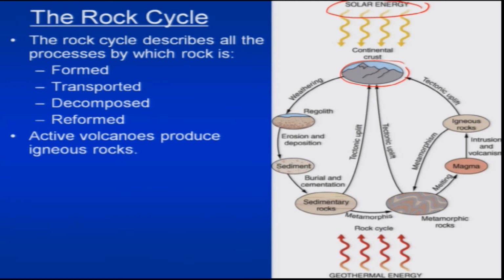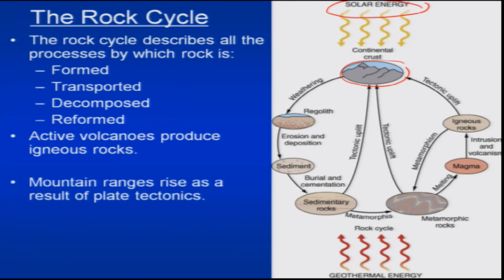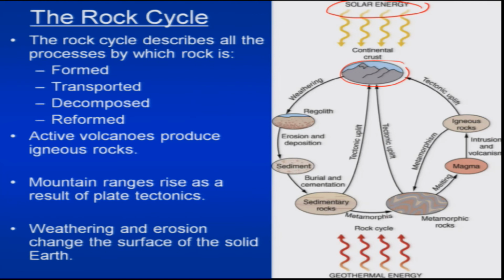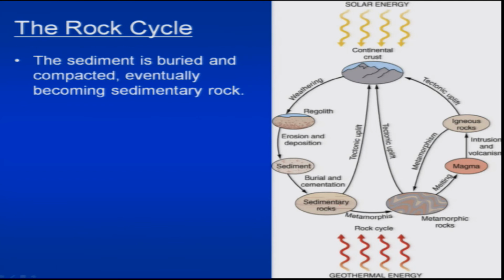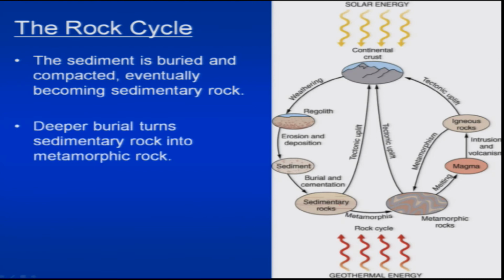Active volcanoes produce igneous rocks, and mountain ranges rise as a result of plate tectonics. The mountain ranges have resulted from plate motions and deformation of the crust. Weathering and erosion change the surface of the solid earth. Erosion results in the formation of sediments, and then sedimentary rocks, and deep burial results in metamorphic rocks. Sediments are buried and compacted, eventually becoming sedimentary rocks, and deeper burial turns the sedimentary rocks into metamorphic rocks.